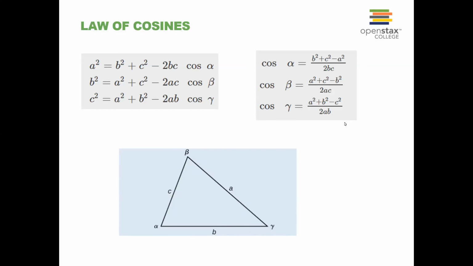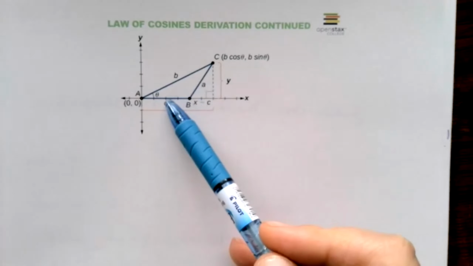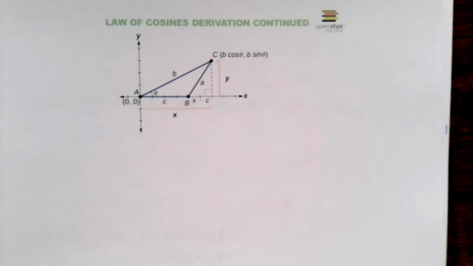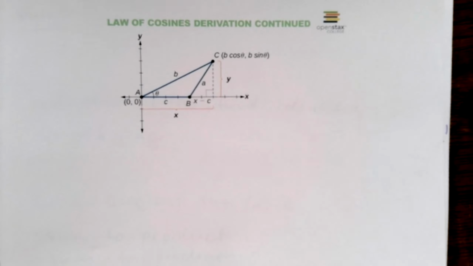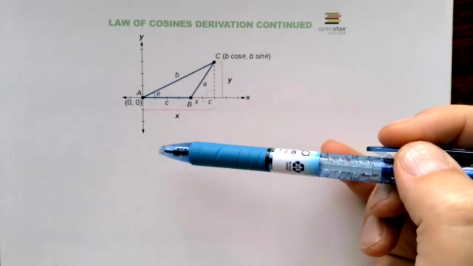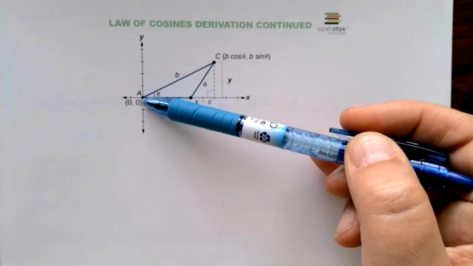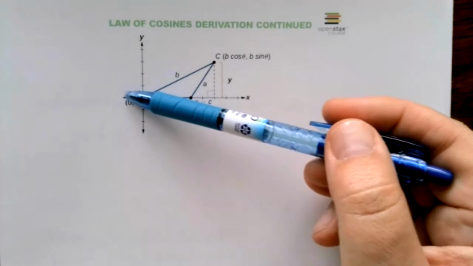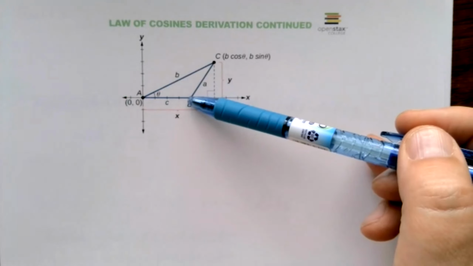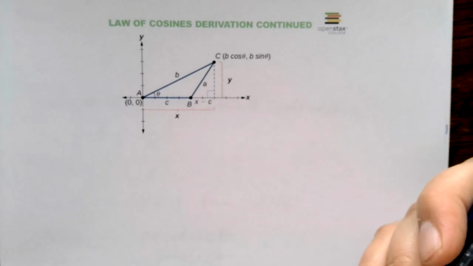Now, how did we come up with these formulas? Let's take a look. We're going to derive those formulas here in a minute. In order to come up with the law of cosines, we're going to look at a generalized triangle. Usually triangles exist anywhere, but we're going to put our triangle on a coordinate system with one of the vertices, A, at the origin, and the axes going through one side of the triangle.